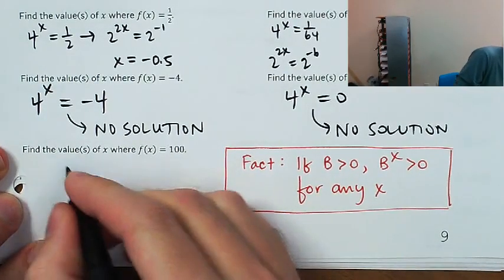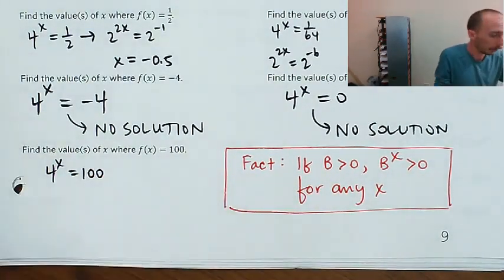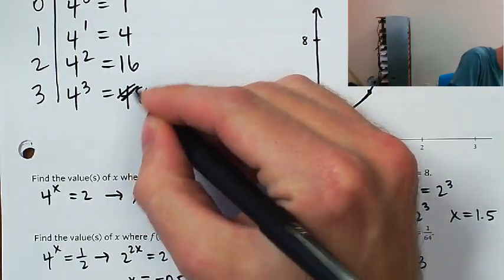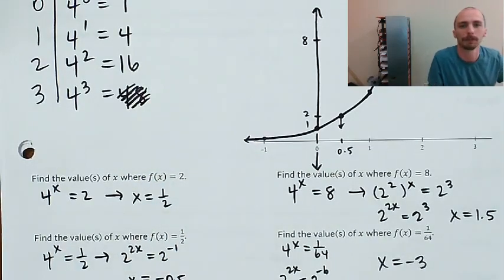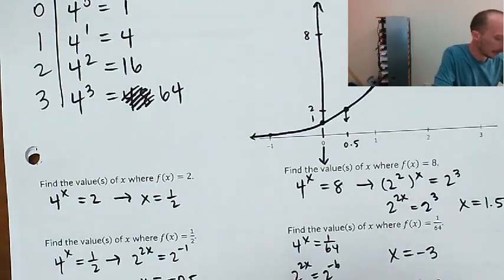Where is f of x equal to 100? Where does 4 to the x equal 100? I don't know. Okay, 4 to the 3 is not 48. I'm a little embarrassed, but I'm too far in. I'm not going to re-record this. 4 to the 3 is 64.